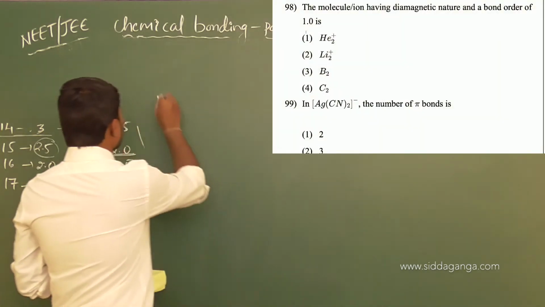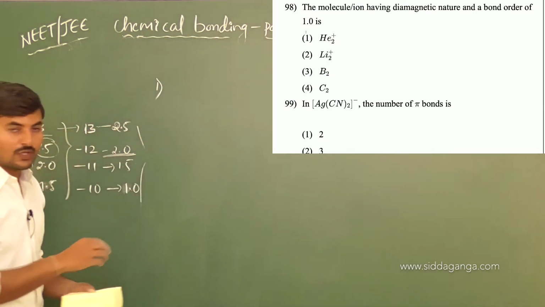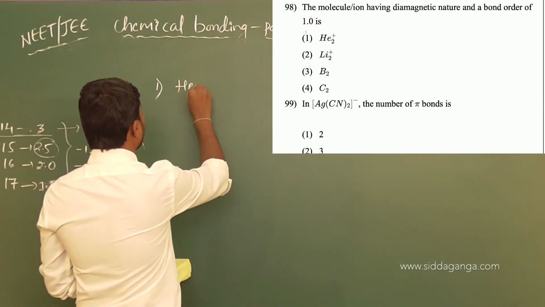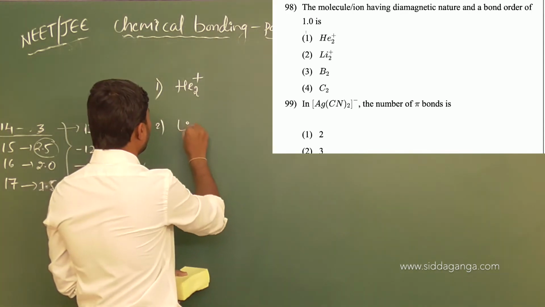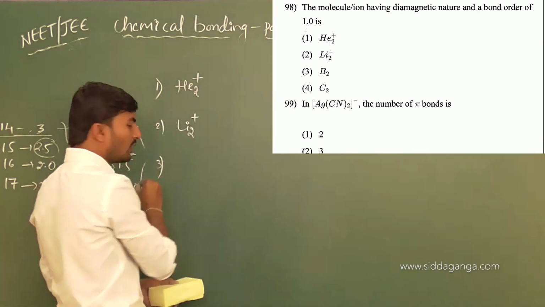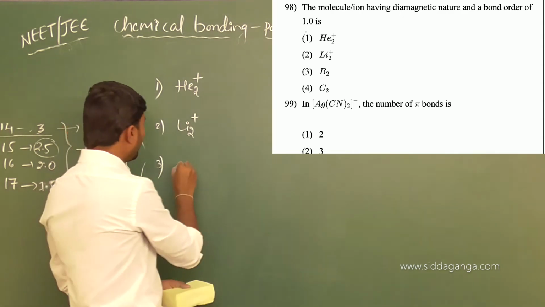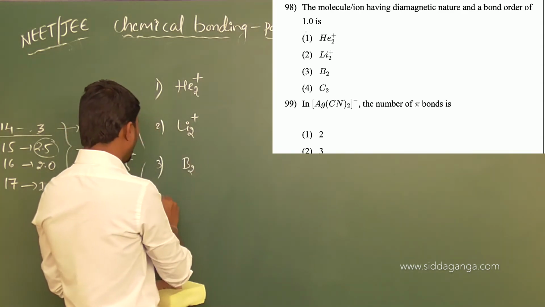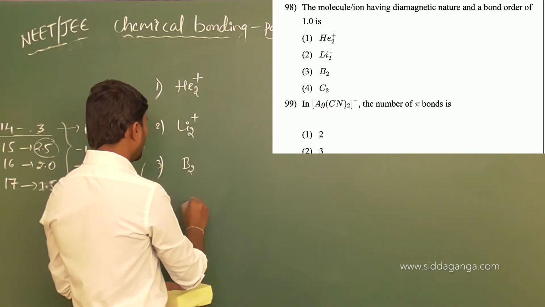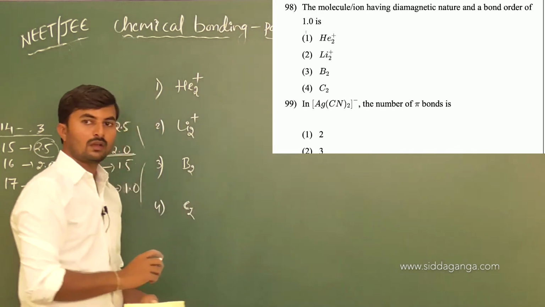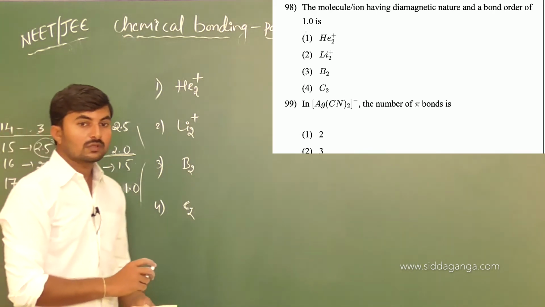So the options are, the first one is He2 plus, second one Li2 plus, the third one B2 molecule, and the fourth one is C2 molecule. Here we have to predict the magnetic nature of the molecules.